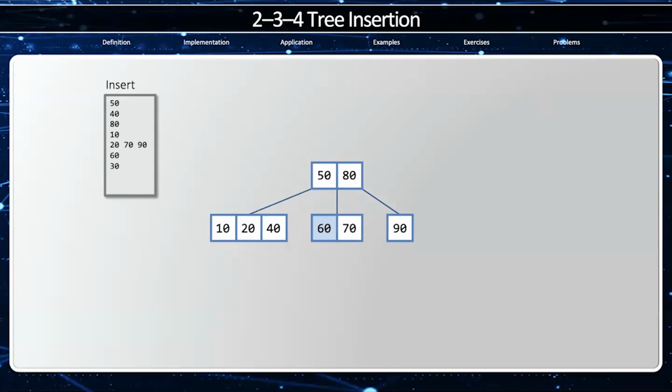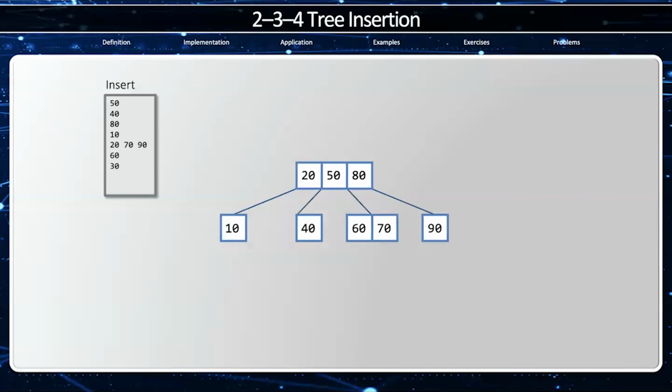Now I'll add 30. Now 30 is less than 50, so I go left. And now 10, 20, 40 is full, so that means 20 will have to go up, so I will split it. Now, after I split, observe that 10 is less than 20, 40 is between 20 and 50, 60 and 70 are both between 50 and 80, and 90 is greater than 80. All right, now I have to add that 30. Now, 30 is between 20 and 50, so I go down the middle, and it goes to the left of 40.